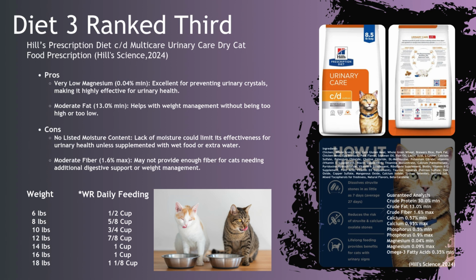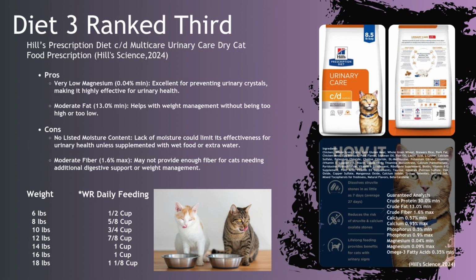Diet 3 was ranked third. Hill's Prescription Diet c/d Multi-Care Urinary Care Dry Cat Food. Pros: very low magnesium, 0.04% minimum. Excellent for preventing urinary crystals, making it highly effective for urinary health. The moderate fat at 13% minimum helps with weight management without being too high or too low.